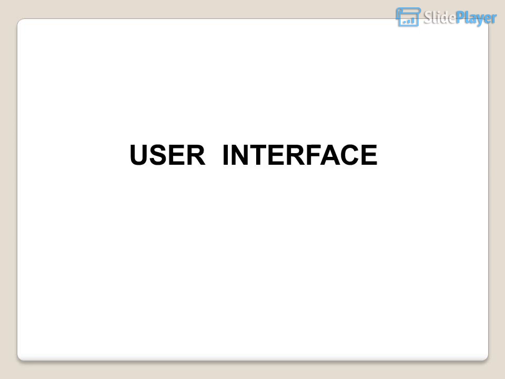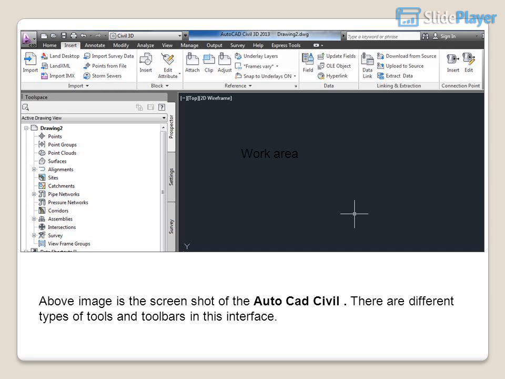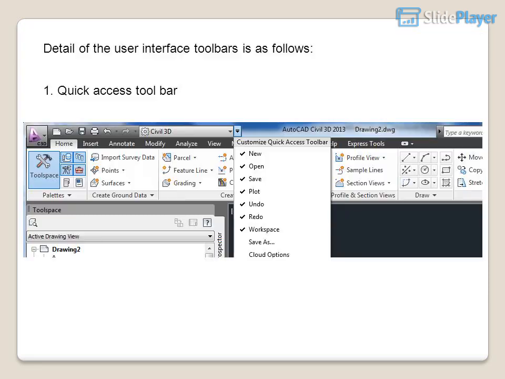User interface. Work area. The above image is a screenshot of AutoCAD Civil 3D. There are different types of tools and toolbars in this interface. Details of the user interface toolbars are as follows.